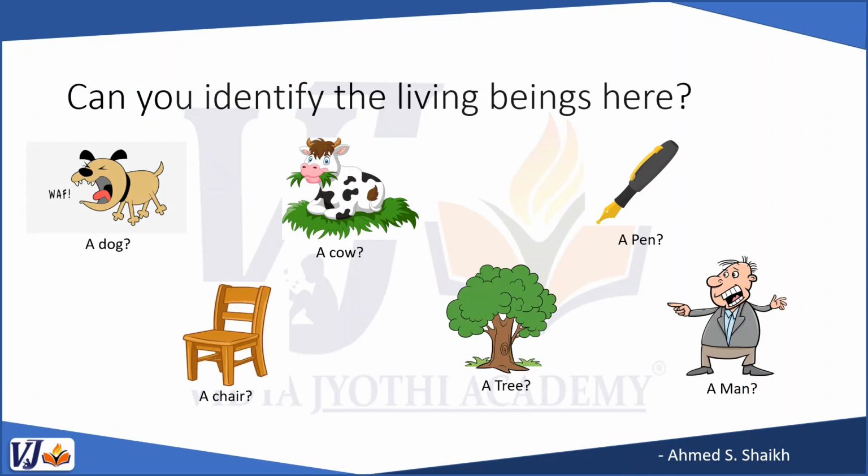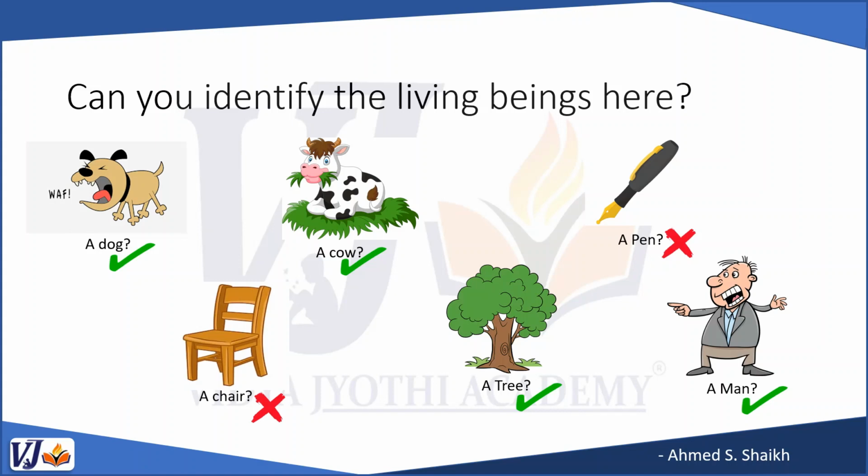Okay, so we have a few objects over here. I would like you to identify which among them are living and which are not. You can pause the video for a while to determine it. Well, I assume that you have answered it correctly: pen and chair are non-living, and all the rest are living organisms. Now the question is, how did we determine which among them are living and which are not?